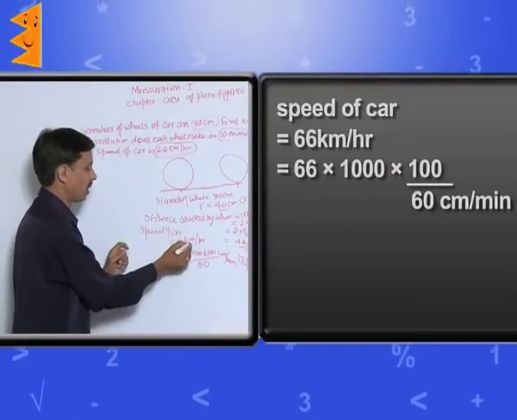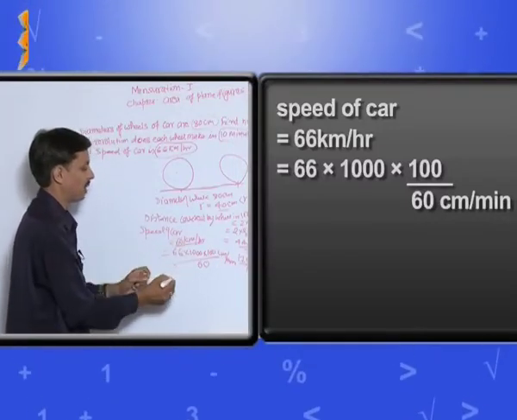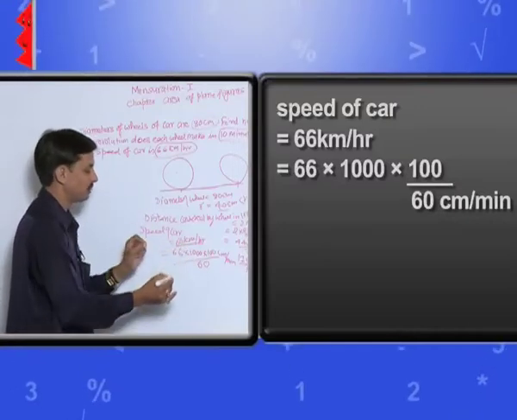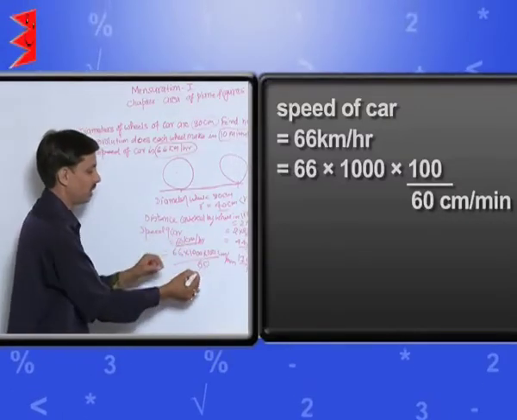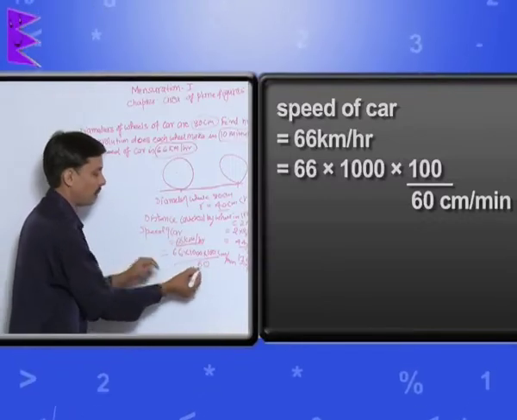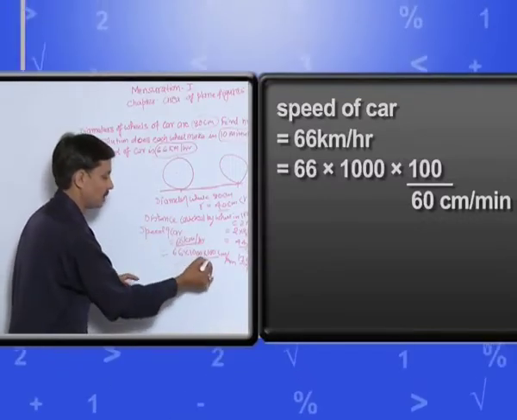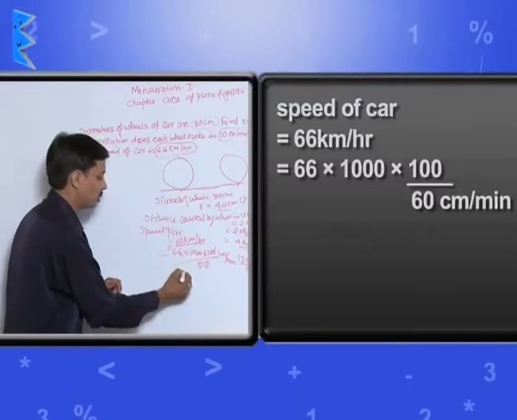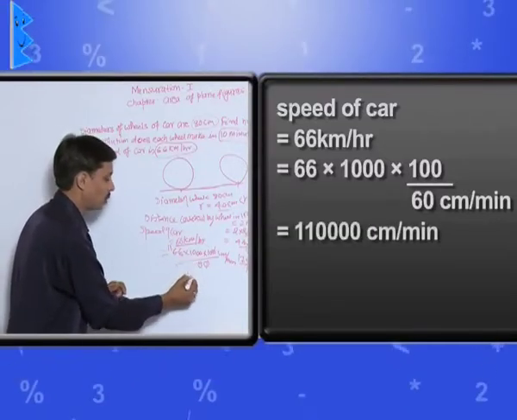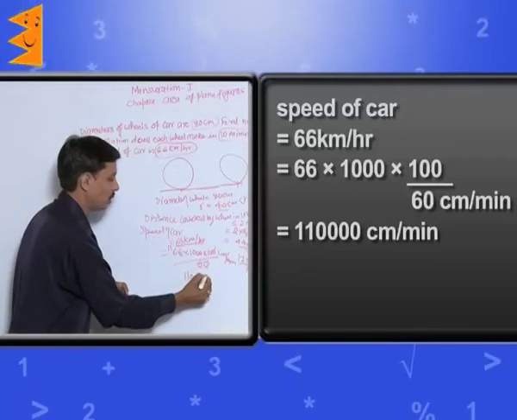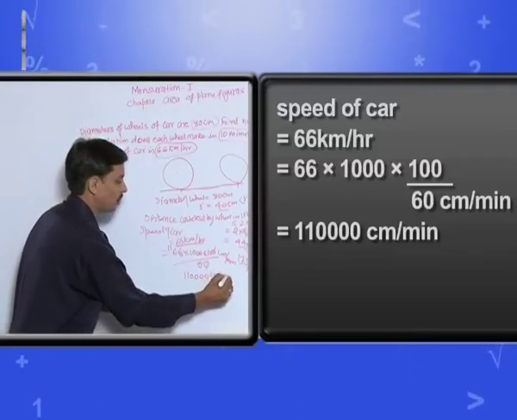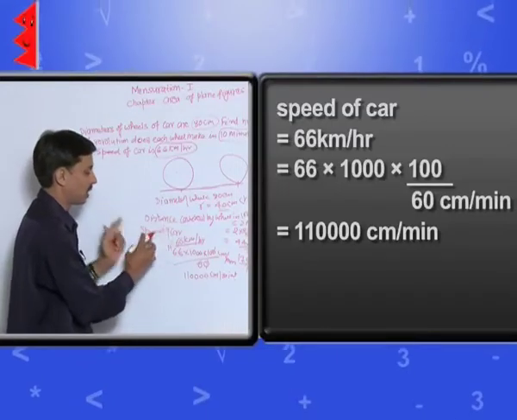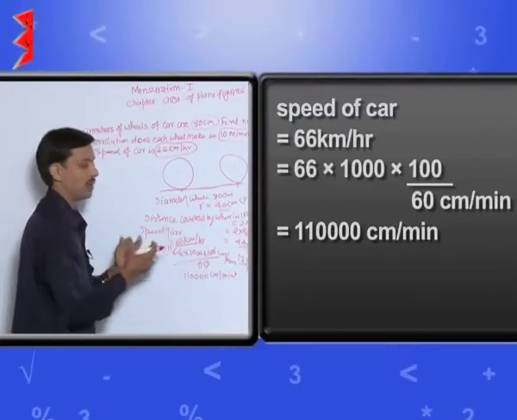In order to convert the speed of 66 km per hour, 66 into 1000, first kilometers have been changed in meters, then by multiplying 100 centimeter, then per hour divide by 60. So in this result, 10 is cancelled, then 6 elevens are 66. So 11 followed by 4 zeros, 1 2 3 4. This much centimeter per minute is what? This is the speed of the car in centimeter per minute.